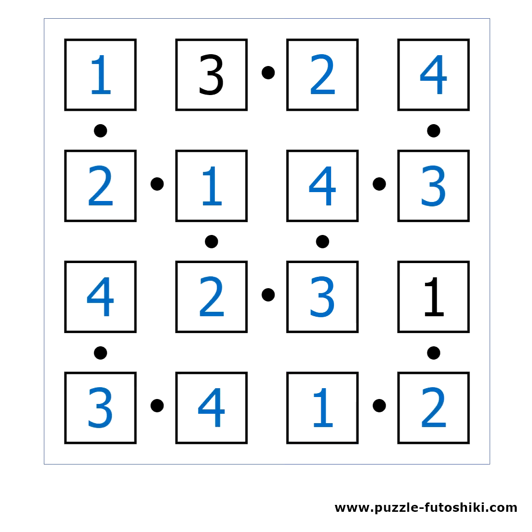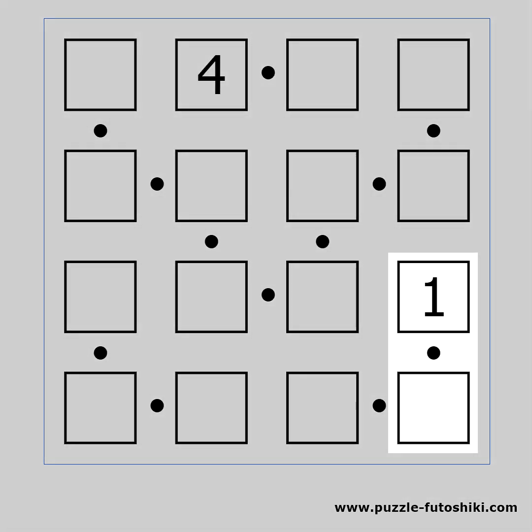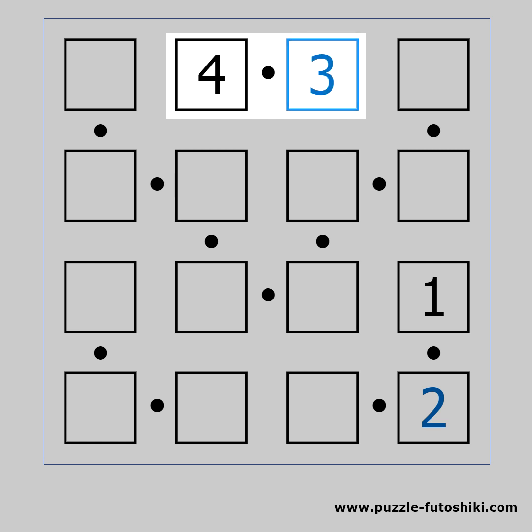I will now show you the main techniques which are used for solving a Renzoku puzzle. The first one is called minimum and maximum sequence. Minimum sequence is when you have a 1 and another number should be consecutive to it. That number can only be a 2. Maximum sequence is when you have a 4 and another number should be consecutive to it. That number can only be a 3.